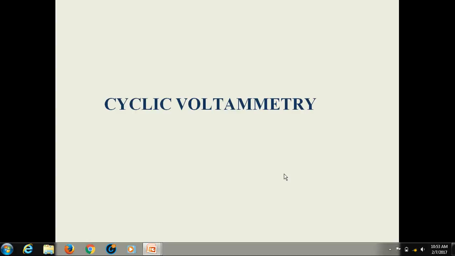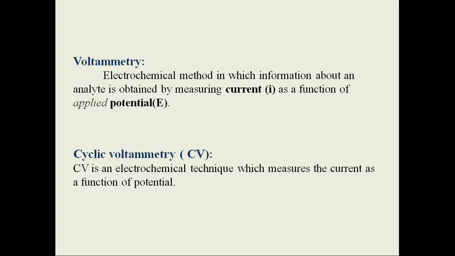In this lecture we'll be discussing cyclic voltammetry. It starts from voltammetry. It's an electrochemical method in which information about an analyte is obtained by measuring current as a function of applied potential. That means it measures current as a function of different potential applied.